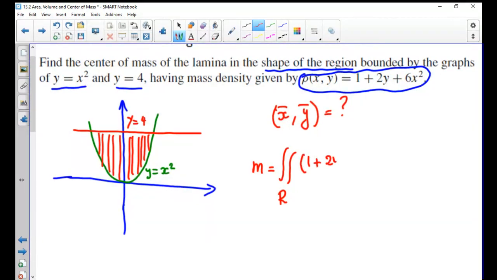1 plus 2y plus 6x squared dA. So that's what we need to calculate. All right.